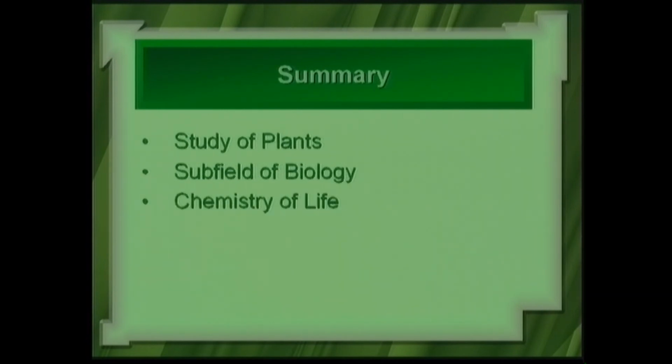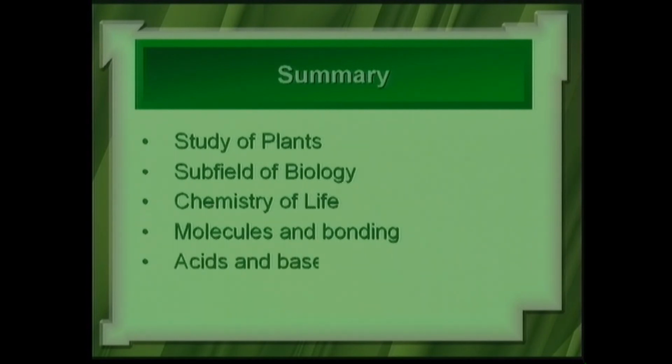We also talked about the chemistry of life, that all living things have mass and take up space. We talked about the chemistry of life, going from the subatomic level and the atomic level to the molecular level, into the macromolecular level, or the chemistry of different living things. We talked about molecules and bonding, acids and bases, and the molecules of life. Anyway, that's all that we have time for today.